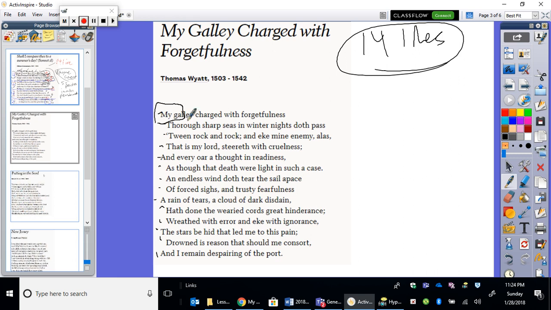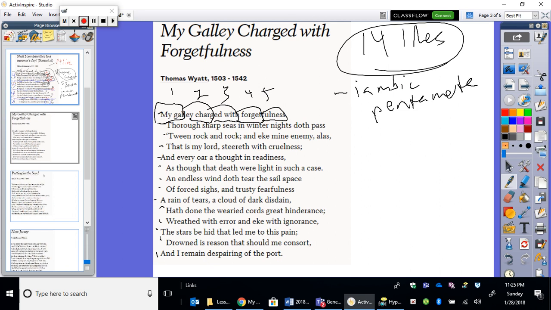My galley charged with forgetfulness. 1, 2, 3, 4, 5. It definitely has iambic pentameter, and if we did the same exercise for every line, we would notice that. So then we're like, does it have a rhyme scheme? Well, let's look at it.